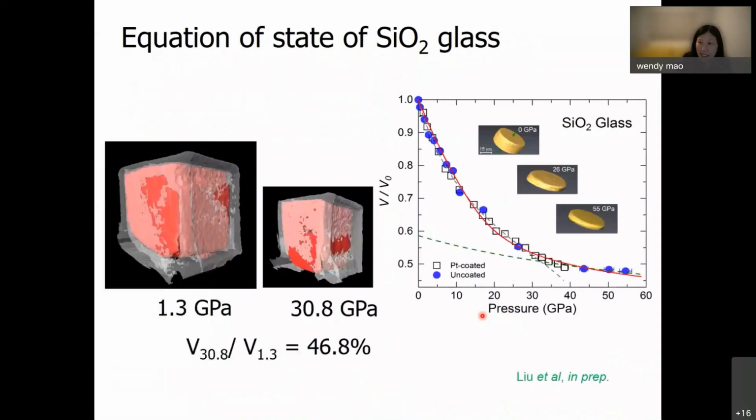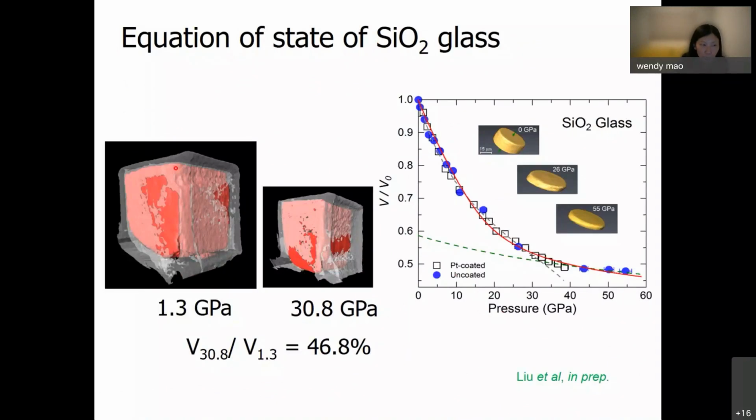So emboldened by this success, we decided to look at more Earth-relevant compositions like SiO2 glass and silicate glasses. SiO2 is made up of elements with not a lot of electrons, so this can be very challenging to get good absorption contrast. So in some of our earlier experiments, we tried coating our SiO2 cubes with a thin layer of platinum. This cube initially was 15 by 15 by 15 microns, and you can see how the volume within the coating changes, looking at the negative contrast inside the platinum shell.